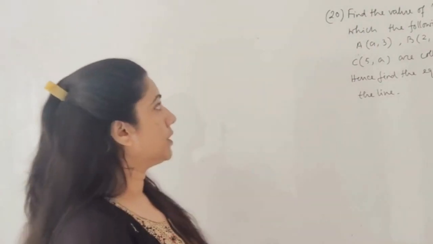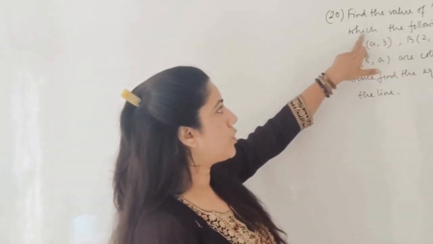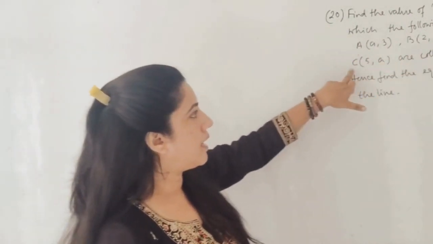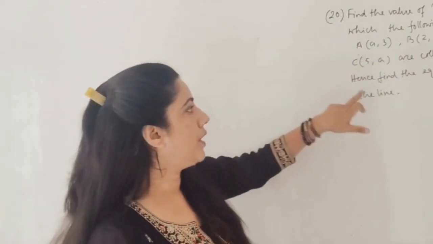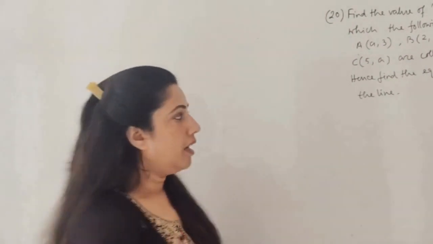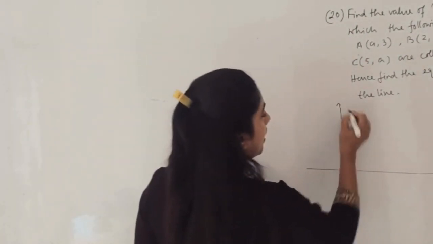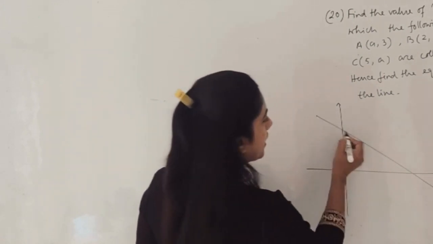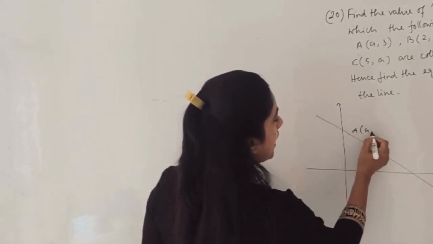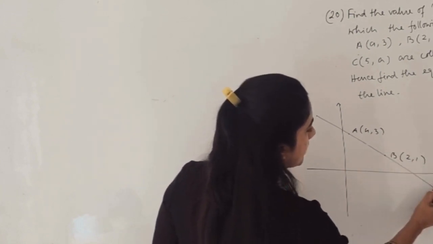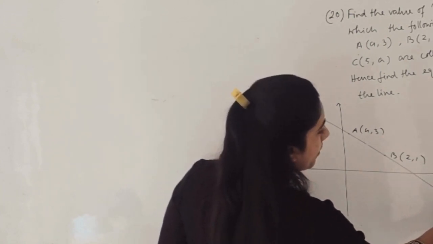Now the 20th question, find the value of a for which the following points A(a, 3), B(2, 1) and C(5, a) are collinear. Hence find the equation of the line. Now understand one thing here, if these 3 points are collinear, suppose this is your A, which is (a, 3), this is B, which is (2, 1) and this is C, which is (5, a).